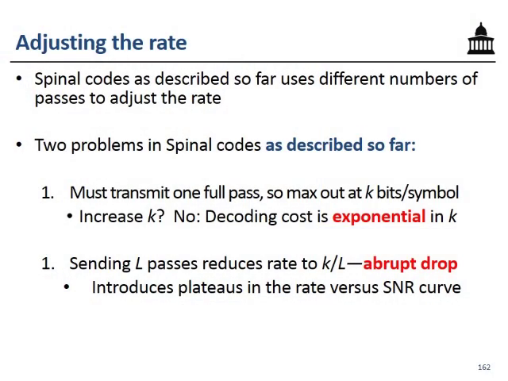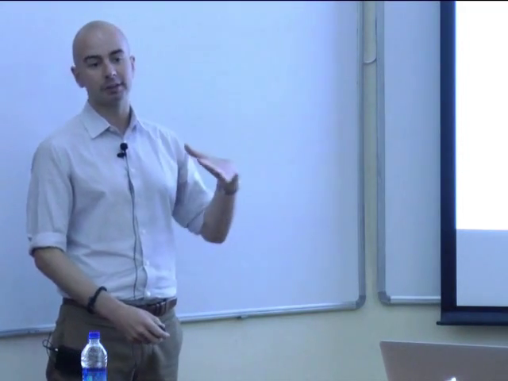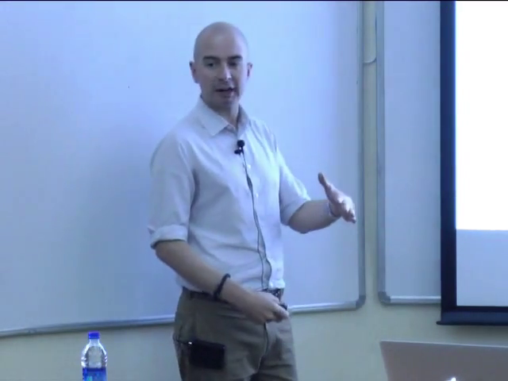All right, so far, the only story I've told you about how to adjust the rate of transmission was to make more passes. But this has two problems. Remember the information flow in the encoder. In order to transmit information about the last bits, we had to send the last symbol. So that means we have to transmit one full pass, so we're going to max out at k bits per symbol. I may be off by a factor of 2 there, but we're going to max out at some factor of k bits per symbol. If we want to speed up that maximum rate, we would want to increase k, but that's a non-starter because we saw on the previous slide the decoding cost is exponential in k. We want to keep that low.